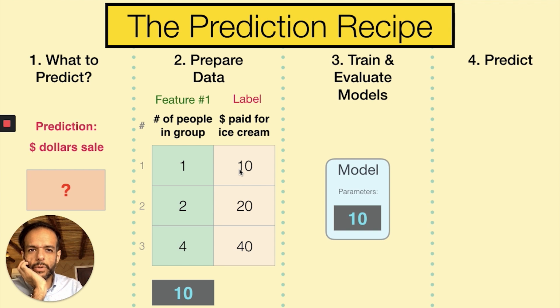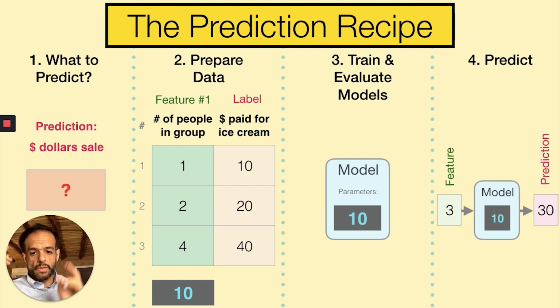And so we can come up with a prediction model that just takes in a feature, multiplies it by this weight, the value of 10, and then that is the prediction. This is the model training process. The training is just coming up with that proper weight that explains the relationship between the 2 columns. And so now we have a prediction model. We pass it the number 3 as input. It multiplies 3 by 10, and it makes a prediction of 30. And so these are the 4 simple steps of the prediction recipe. This is how we looked at them in the first video.